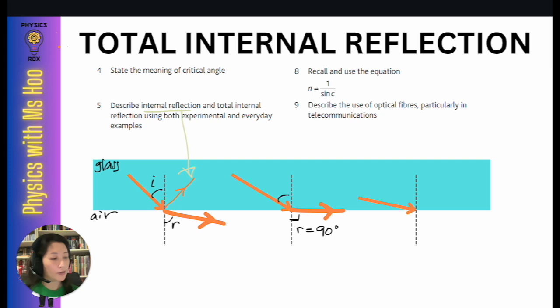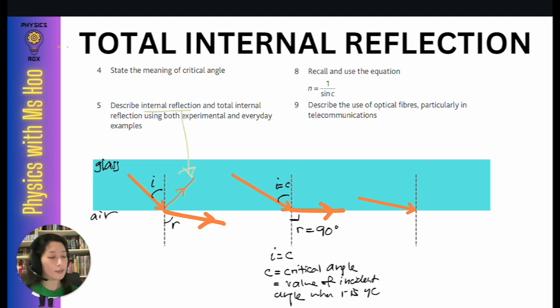The angle here, which is the incident angle, is now equal to the critical angle, where the critical angle is quite simply the value of the incident angle when the refracted angle, just going to write here as R, is 90 degrees. So that's the meaning of the critical angle. Whoops, my pen is acting up a little bit, so I hope you can read that. So that's the critical angle.